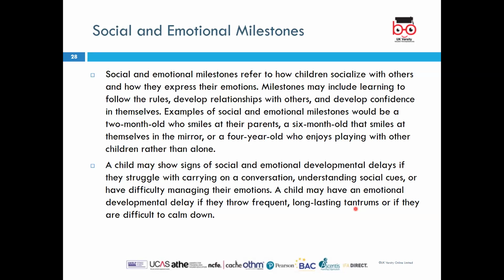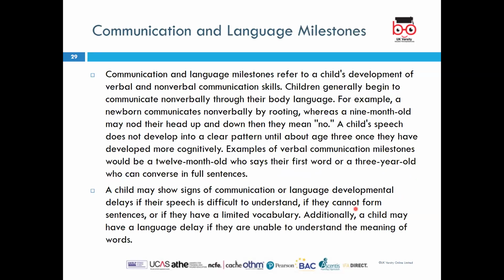A child may show signs of social and emotional developmental delays if they struggle with carrying on a conversation, understanding social cues, or have difficulty managing their emotions. A child may have an emotional developmental delay if they throw frequent, long lasting tantrums or if they are difficult to calm down. So again, it varies in families and children.